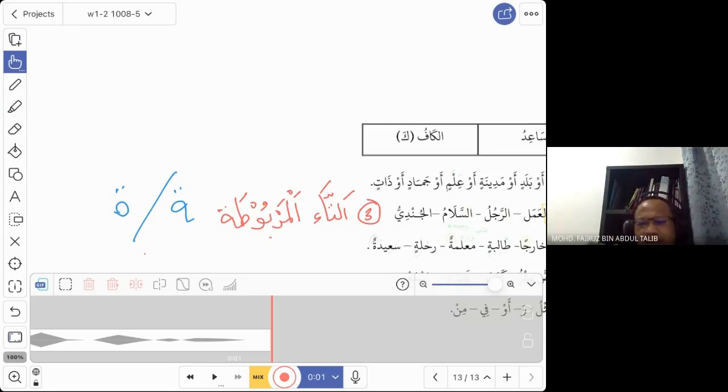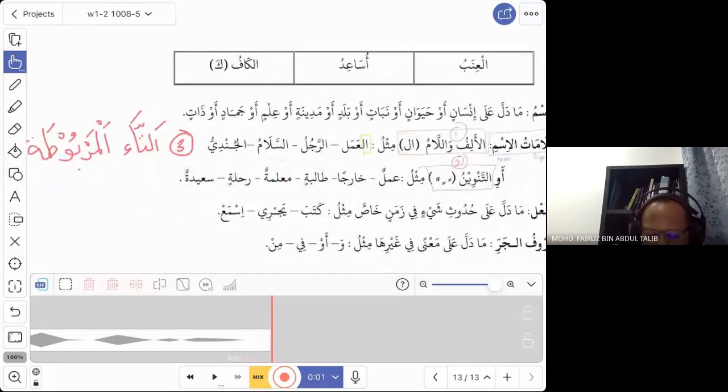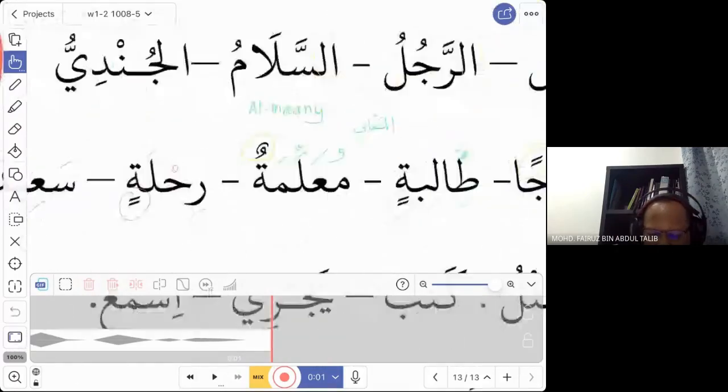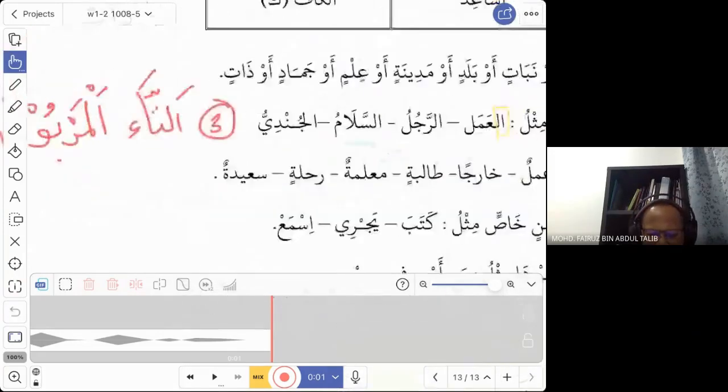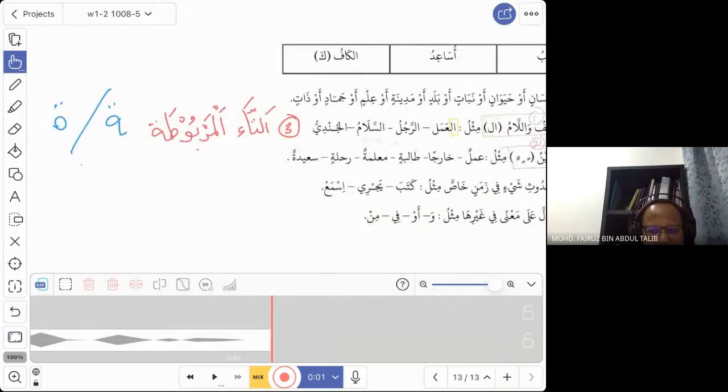So if the word contains this ta marbuta, confirm that it is an isim, that is a noun. Let us look at the example, the last four examples. All of these words: Talibah, it ends with this ta. Mu'allimah, it ends with this ta. Rihlah, and also sa'idah. So every time you see this ta, you know it must be an isim. These are the signs that you should know.